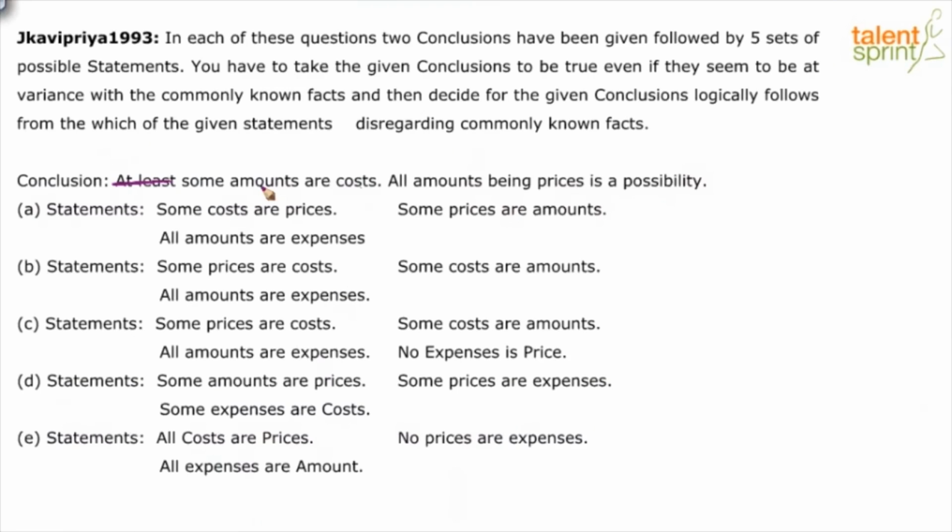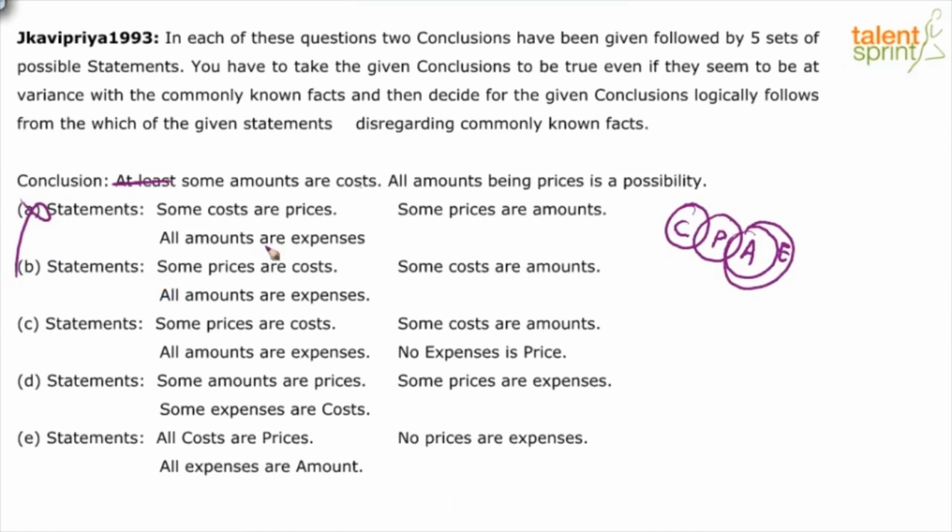So it would be difficult to do it directly. Let us draw the diagrams. Only three statements, so it should be easy. Some costs are prices, some prices are amounts, all amounts are expenses. So when you look at the first one, some amounts are costs, no. In the basic diagram itself, you find that the first conclusion does not satisfy. Some amounts are costs does not satisfy. So the first one is wrong, right?